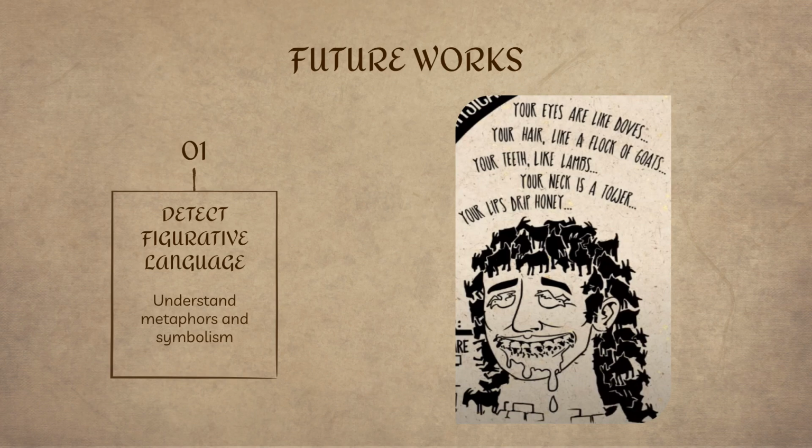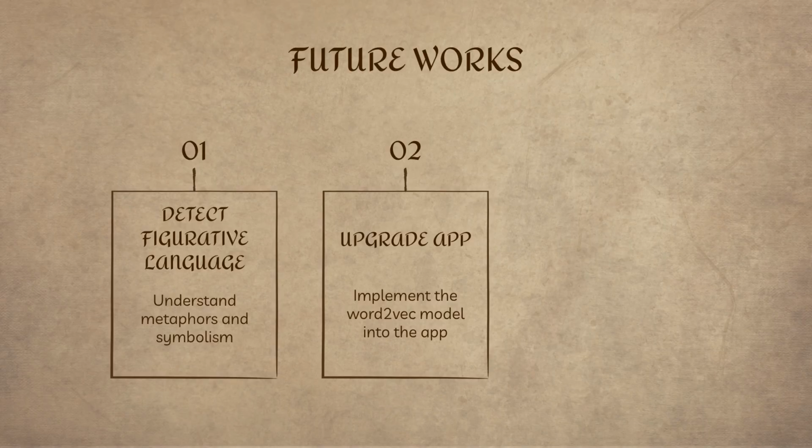I failed to detect figurative language, such as metaphors and symbolism. My model interprets that Song of Solomon is talking about goats or dripping honey, when it is actually metaphorically describing the beauty of a person's face. I want to integrate this technology into my app so that people can interact with it and draw their own interpretations using a very easy interface.